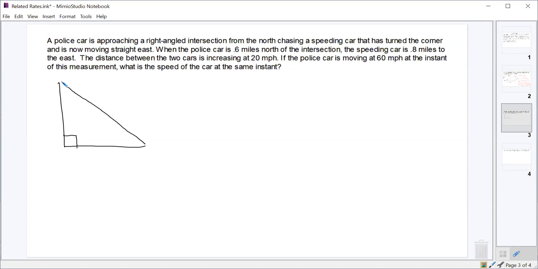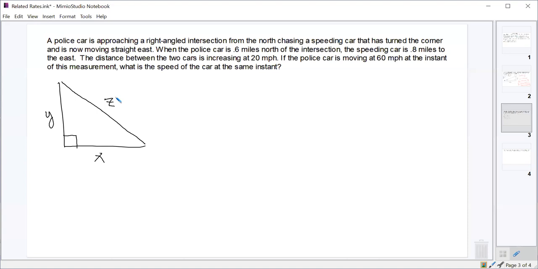So let's label some variables on here. How about we'll call this one X, since this distance is changing, and this one Y, since that distance is changing. And how about Z, since that distance is also changing? Sound good? Hopefully that's the picture you drew. Yeah. There's not much else to put on it.